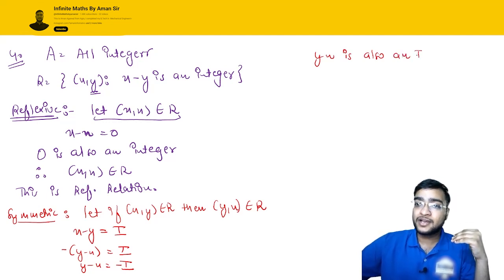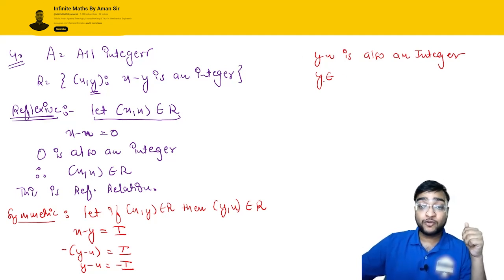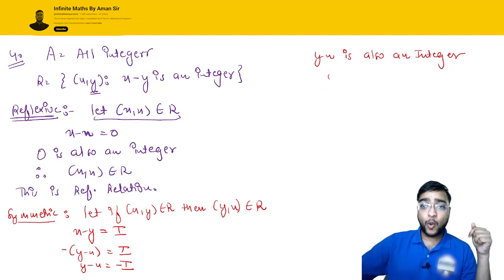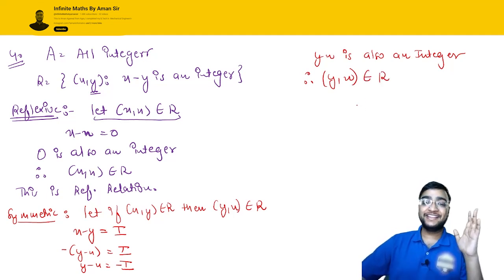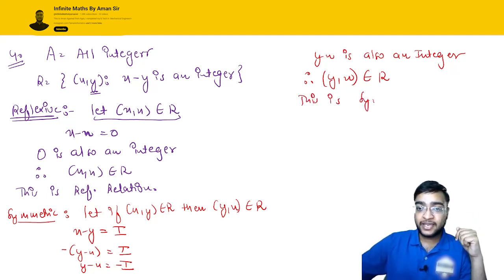Therefore, I am just saying y comma x here. Y comma x also belongs to my relation. That is the beauty of the symmetric. So is this symmetric? You can say this is a symmetric relation.